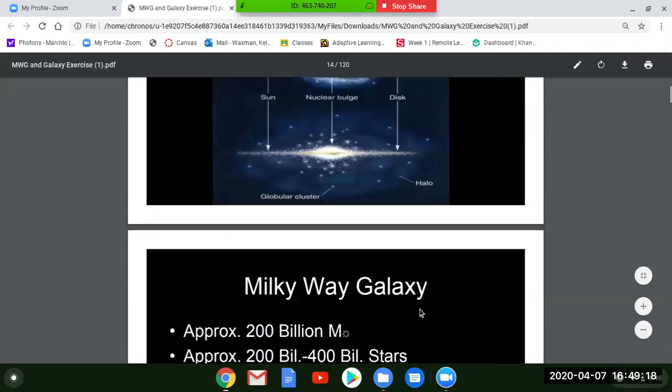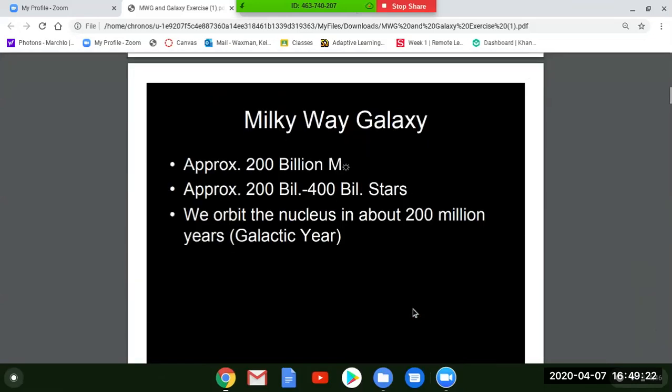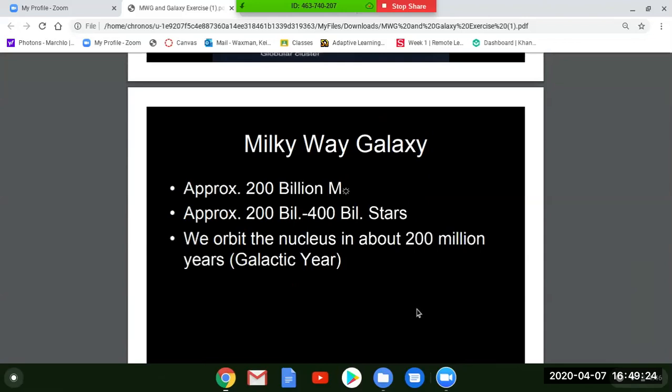So since the Earth was born and the Sun was born about 4.5, 5 billion years ago, it's only been about 23 galactic years. The Earth's 23 galactic years old. The Sun's about 23 or 25 galactic years old. So if you look at it that way, it's not that old. Since the dinosaurs died, it's only been a third of a galactic year. That's kind of weird to think of it that way.